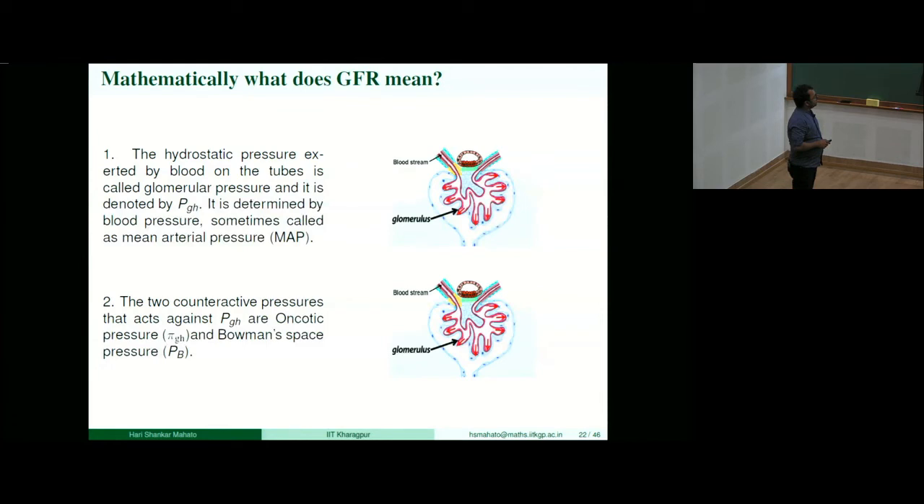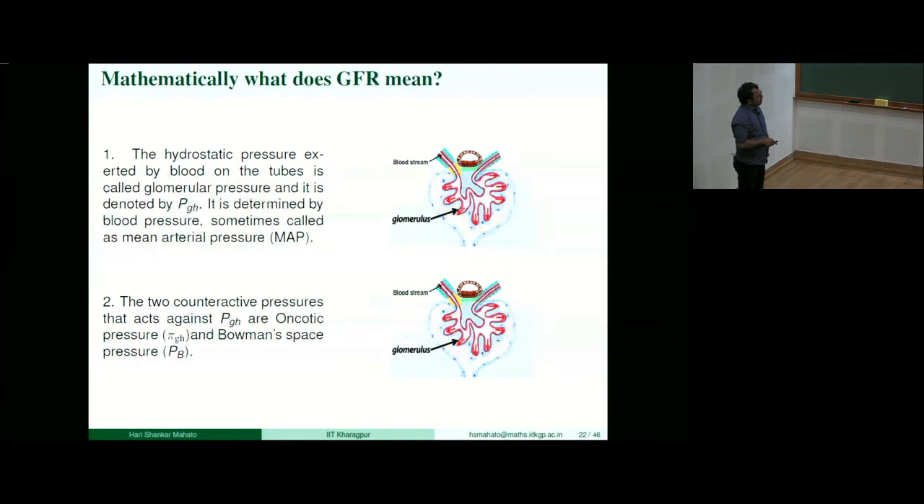So basically, we have some kind of pressure. When the blood is entering, it is entering with some pressure. We call this hydrostatic pressure the glomerular pressure. And since this capillary is very elastic, there will be an opposite reaction kind of thing. That opposite reaction is called oncotic pressure and Bowman space pressure. So if the flow is in this direction, then there will be two pressures acting in the opposite direction, called oncotic pressure and Bowman space pressure.